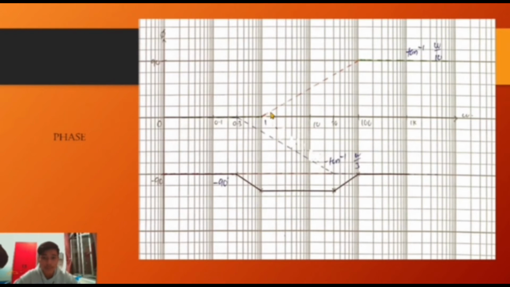At omega equal to 1, this is negative 45 plus 45 degrees. That's why the dark line will be straight until 30. At point 30, we have the green line for simple zero. So the slope will go up until 100, and the dark line is straight until 1k and so on.